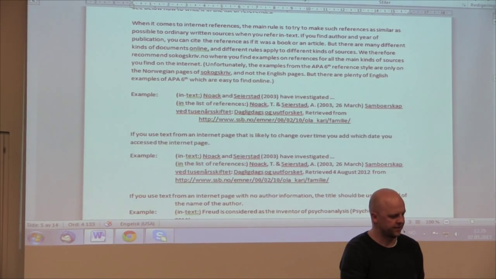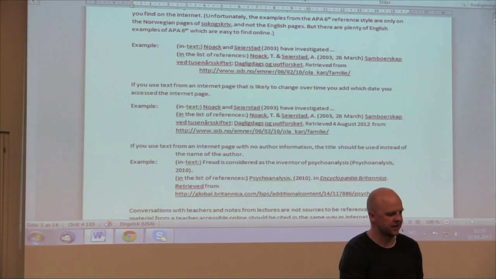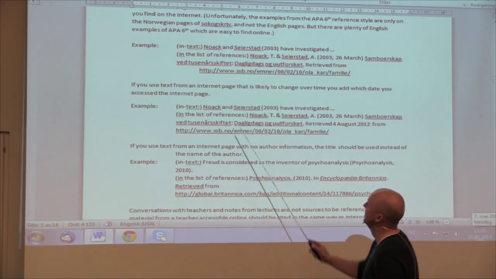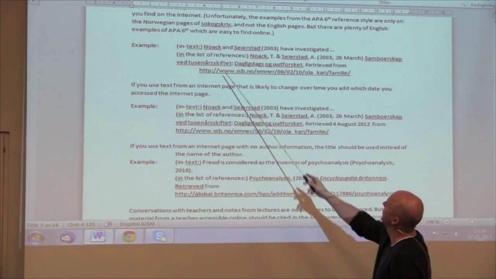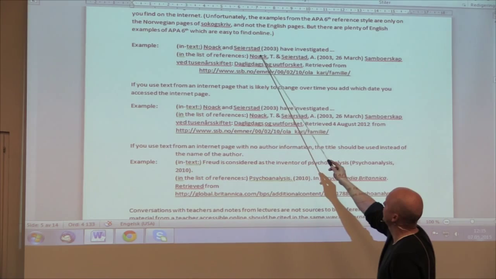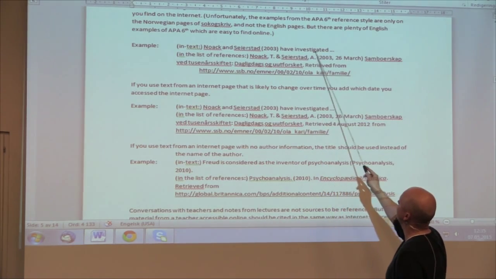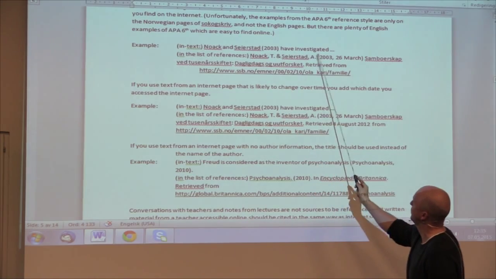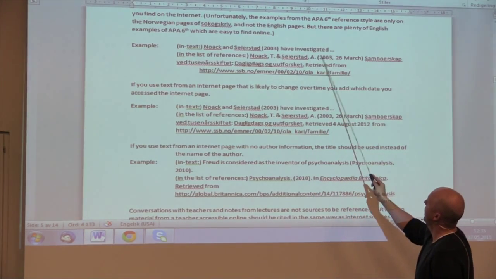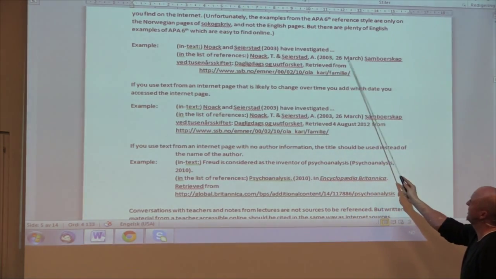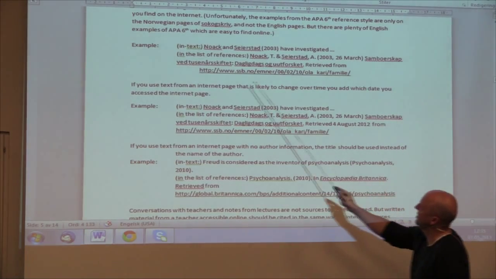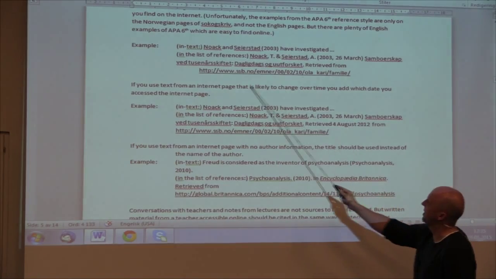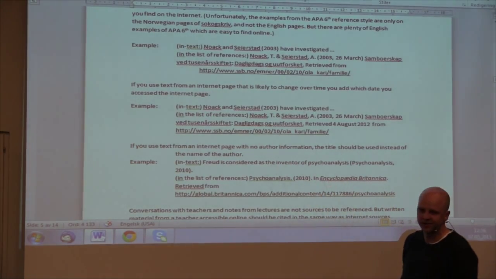Let's say you have found a page on the internet where you have both the surnames and the year. Then you can write it like this in the text. Novak and Seierstedt, that's the names, 2003, they have investigated blah, blah, blah. And then in the list of references, you put their names, the year, and even date if you have it, then the title of the text, and then you say retrieved from, and then you put the web page there.